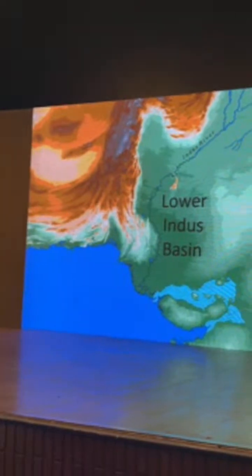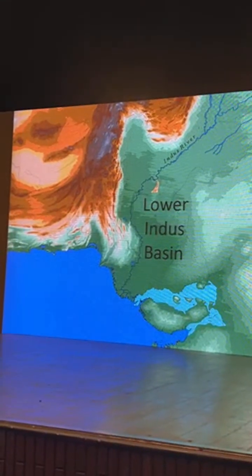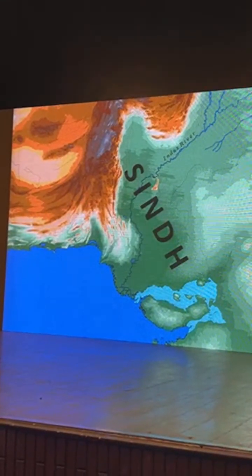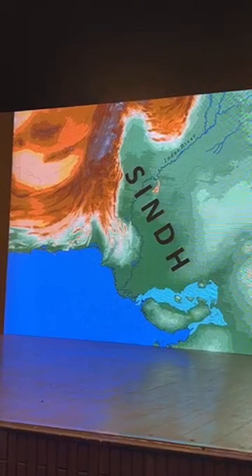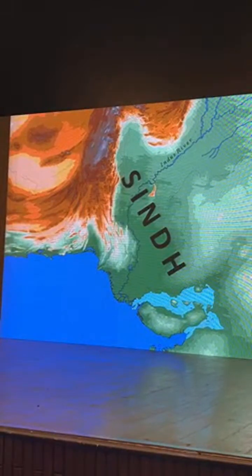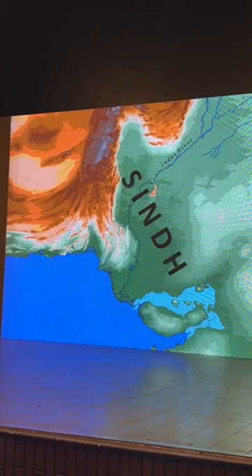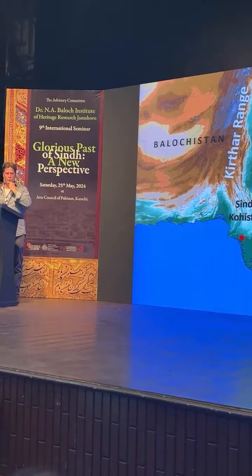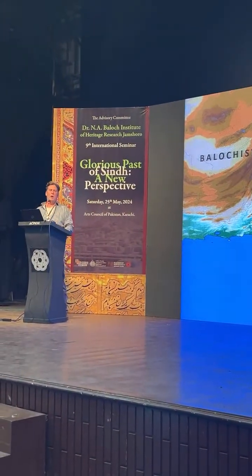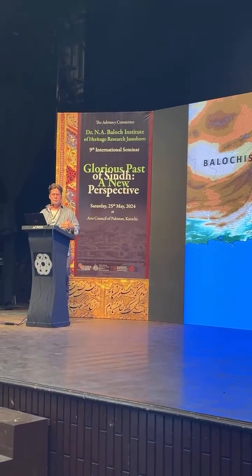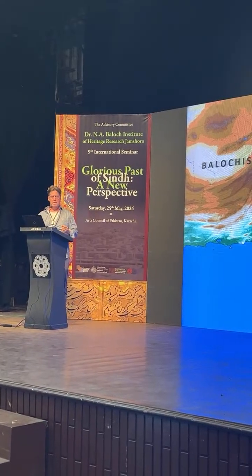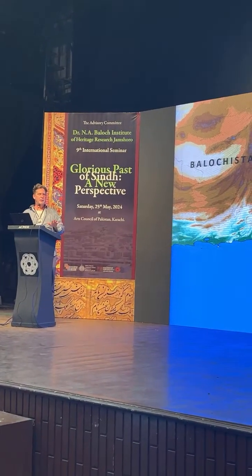Now, the lower Indus Basin, which is essentially Sindh, is quite different geographically and is much less expansive than the upper Indus Basin, the Punjab. You have the Rohri Hills. So already, although most of these sites, with the exception of Aladino, which I'll talk about in a minute, are on the plains itself.